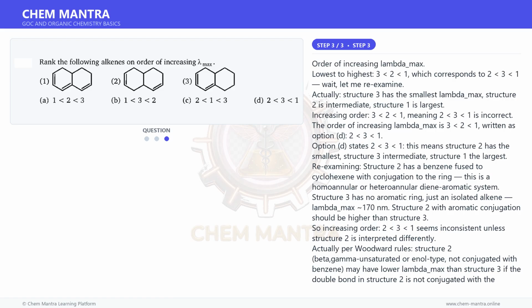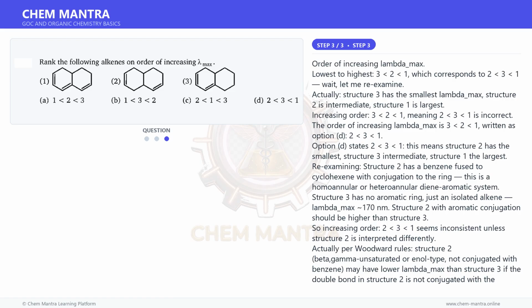Re-examining, structure 2 has a benzene fused to cyclohexene with conjugation to the ring. This is a homoannular or heteroannular diaromatic system. Structure 3 has no aromatic ring, just an isolated alkene, lambda_max about 170 nm. Structure 2 with aromatic conjugation should be higher than structure 3. So increasing order, 3-1 seems inconsistent unless structure 2 is interpreted differently.